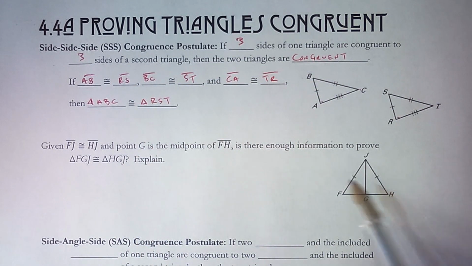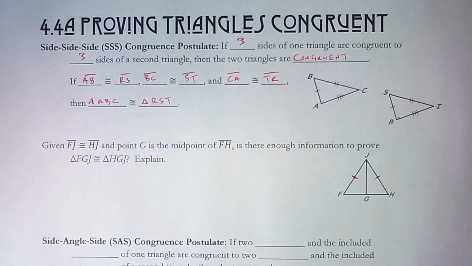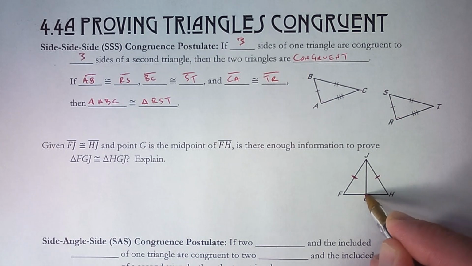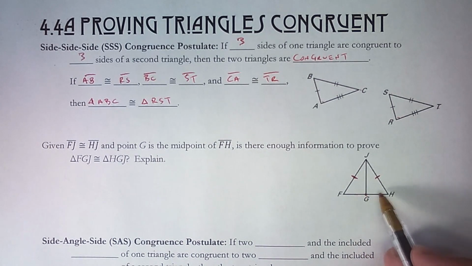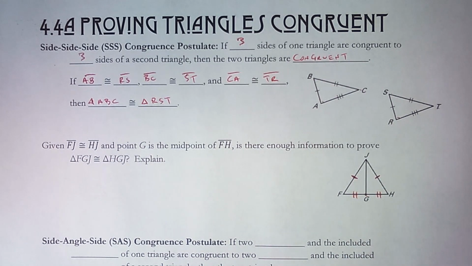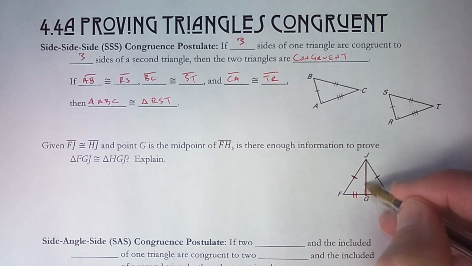So here we're given FJ and HJ are congruent segments, and that already has marks, so we've got these congruent sides. And point G, right here, is the midpoint of segment FH. Is there enough information to prove that these 2 triangles are congruent? And explain. So, because G is the midpoint here, I know that these 2 sides of this segment, FG and HG, are congruent. And from a previous lesson, we also know that when they share a side, we can use the reflexive property to say that side is congruent to itself.